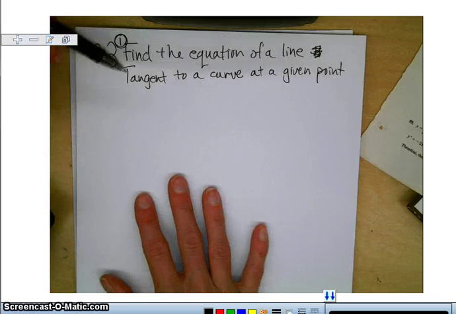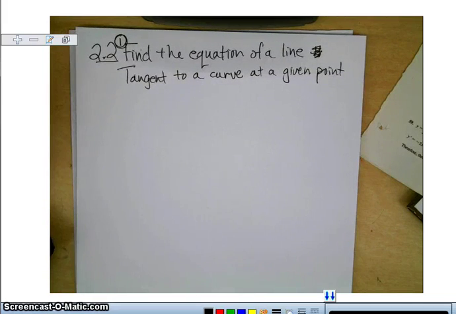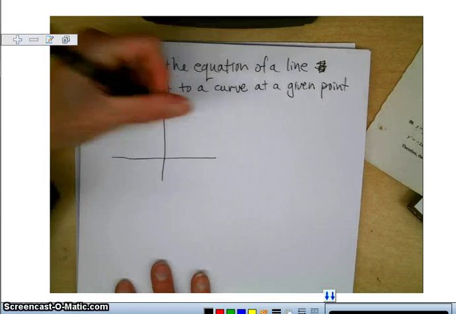All right, so we're going to find the equation of a line tangent to a curve at a given point. So here's just a visual of what we're trying to do. We've got some curve, f of x.